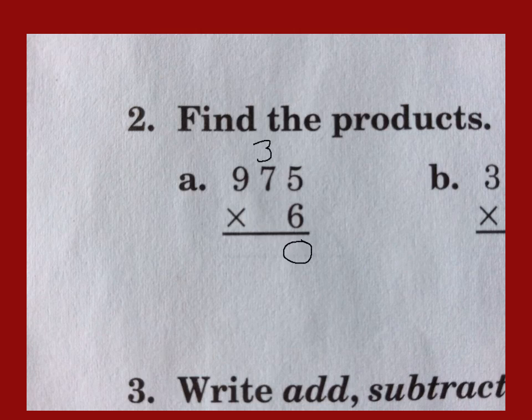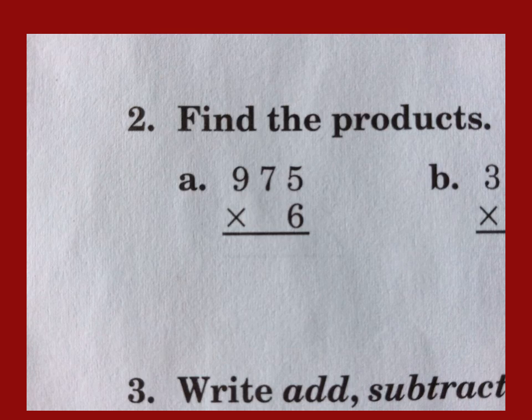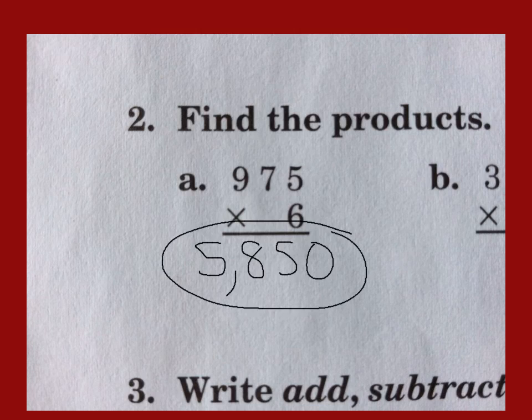6 times 7 would be 42. Plus the 3 on top would give us 45. 6 times 9 gives us 54, plus the 4 on top gives us 58. Remember, whenever you put commas, you count 3 places over. So starting here, you start right there, and you go 3 places over. 1, 2, 3. And that's where your comma will go. Circle your answer, and it's 5,850.